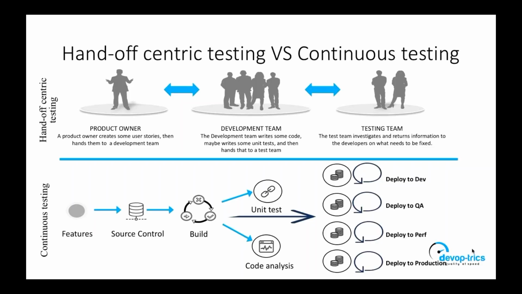So quickly, because you asked how it is different, even a typical agile team in the traditional way, the way we test, not in the continuous way, we call that handoff-centric testing. Typically a product owner creates some user stories, checks with the business and hands them over to a development team. Then the development team in a sprint writes some code, maybe writes some unit tests, and runs them. Once they are satisfied from a technical point of view that the code is meeting the requirements stated in the user stories, they hand over that software to the testing team. The testing team conducts their own testing offline, investigates a lot of issues, and then returns that information to the developer.